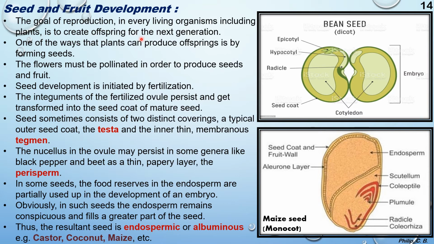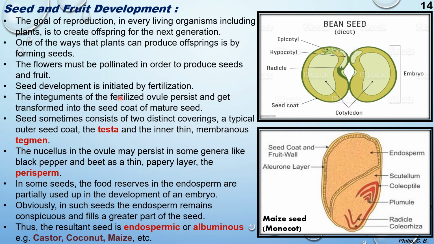The first point: the goal of reproduction in every living organism, including plants, is to create offspring for the next generation. That is, if seed formation takes place, then the next generation will be formed with the help of these seeds. One of the ways that plants can produce offspring is by forming seeds. The flowers must be pollinated in order to produce seeds and fruit. So the first major thing is pollination, which will lead to fertilization. If fertilization occurs, then embryo development follows, and further seed and fruit development.